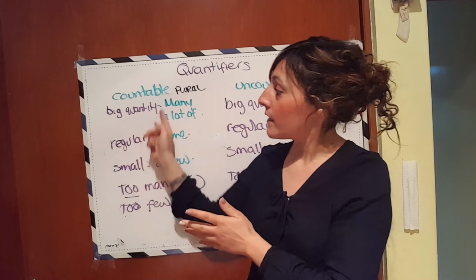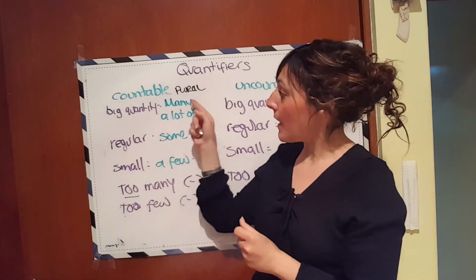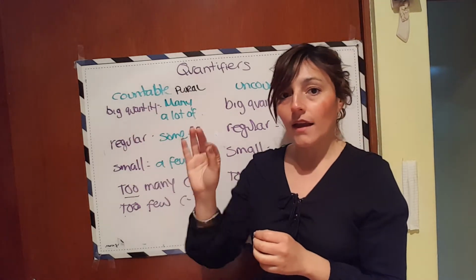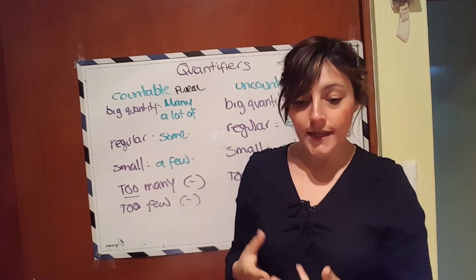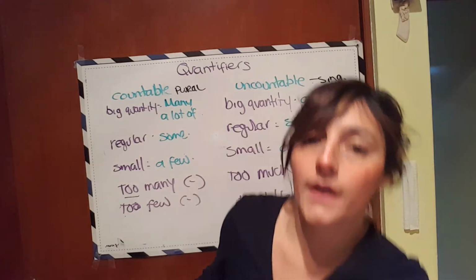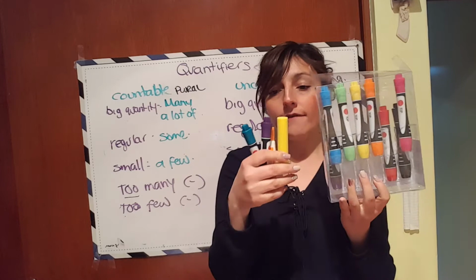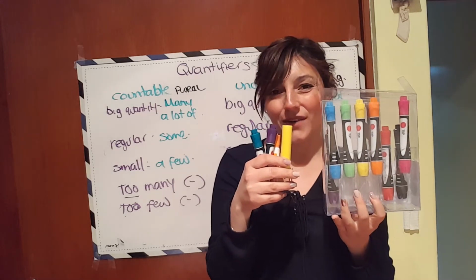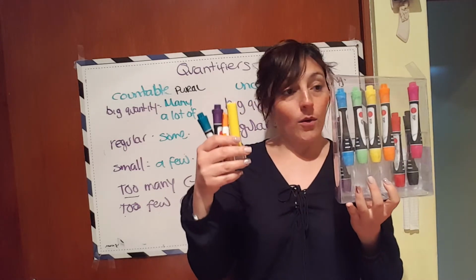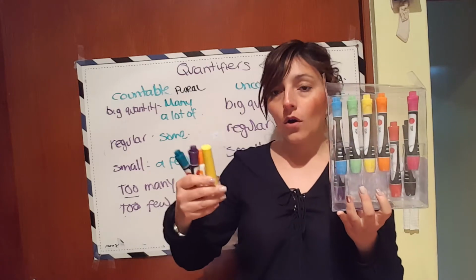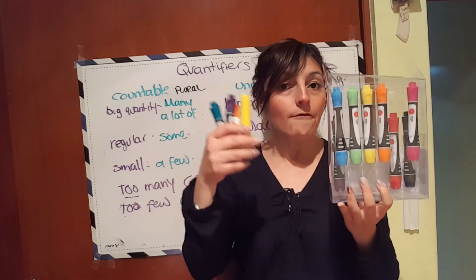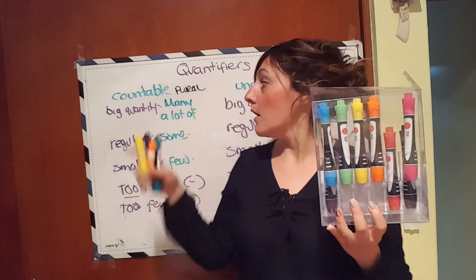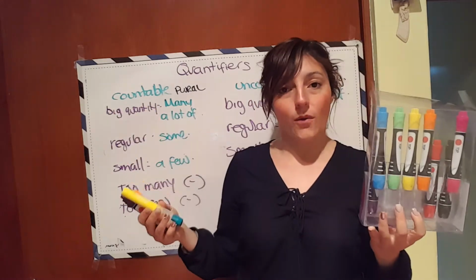The first one is for a big quantity, and my expressions are many and a lot of. For example, just a second. Yes, I have many markers, right? My quantity is big. Or I have a lot of markers. Okay? Both of them express a big quantity.